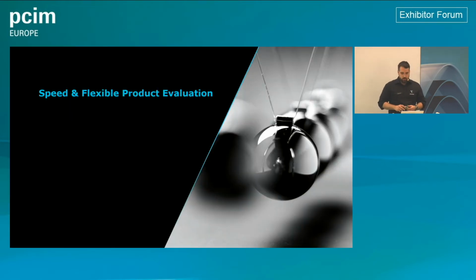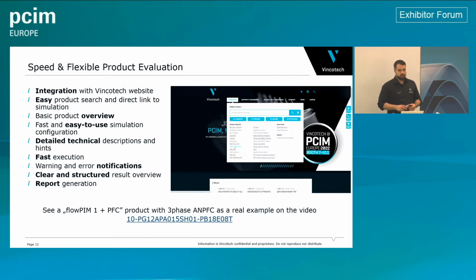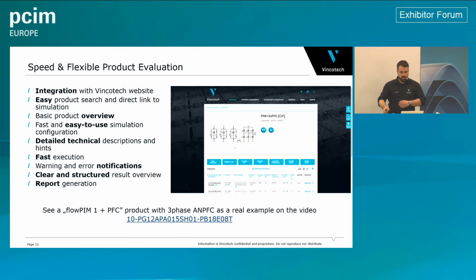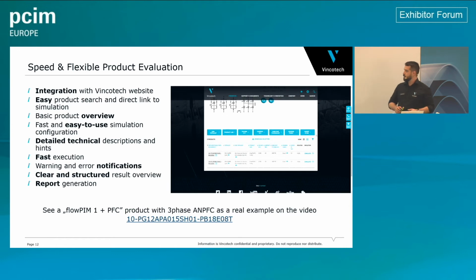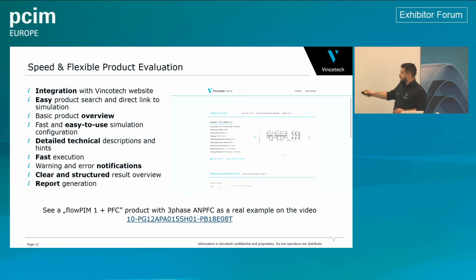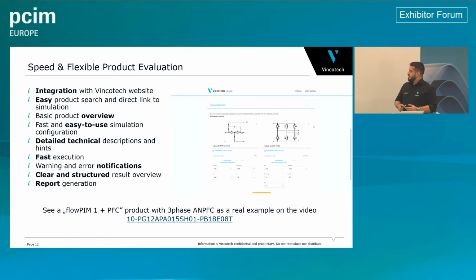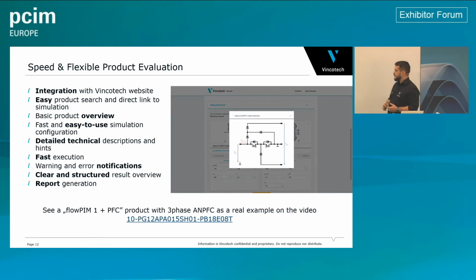So how can we use these models and the results to evaluate the speed and flexibility of our products? Here will be a video representing how our simulation environment works. It's completely integrated into our website, so we are using our website search to perform simulations. We are looking for a product, in this case, the previous example for the three-phase AMPFC with a six-pack. First, you will get a fast overview of the products. These are the same data that we have on the website and in the data sheet. Then we can quickly set the simulation inputs.